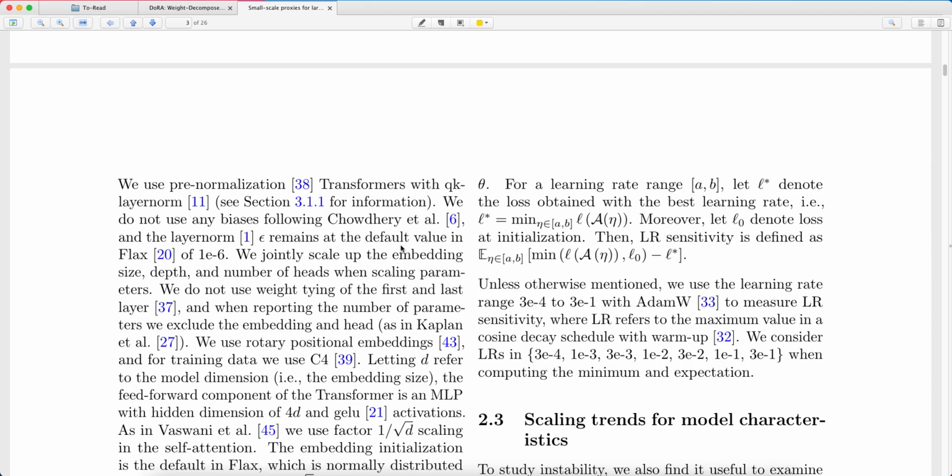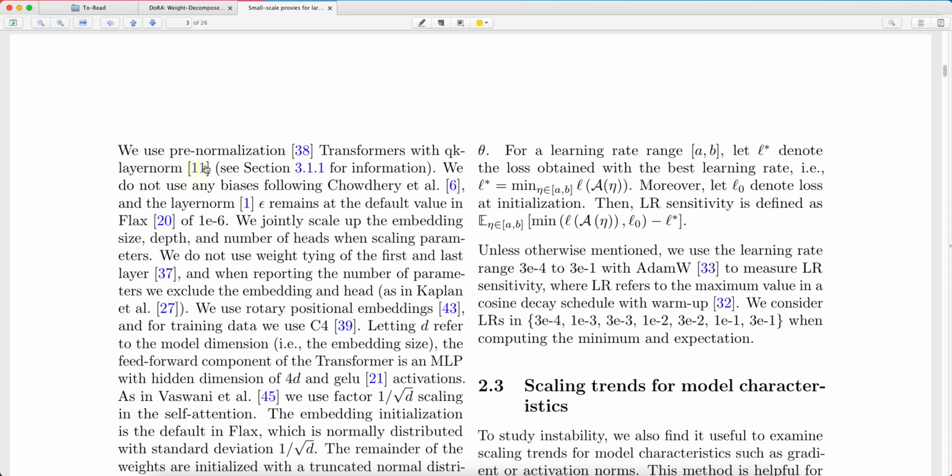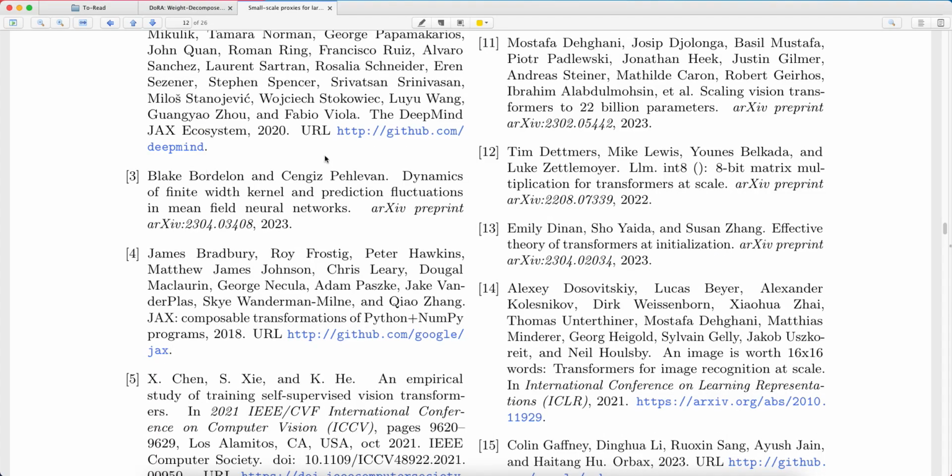Cool. Okay, we use pre-normalization with qk-layernorm. So I don't know if they're gonna explain qk-layernorm, so let's just look at this.